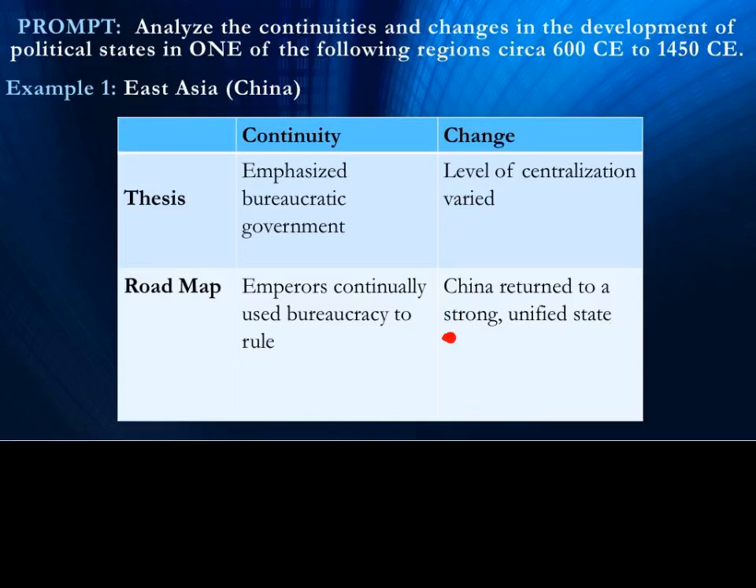This was especially true after Mongol rule. But there were periods of Chinese dynasties during this time period where there was a strong, unified, high level of centralization. But there were also periods where that level of centralization was very low, even though they still had a bureaucratic form of government. And so this is a great example for this CCOT and East Asia.